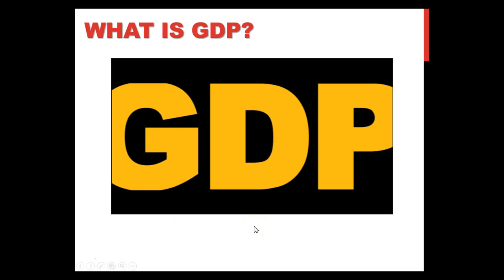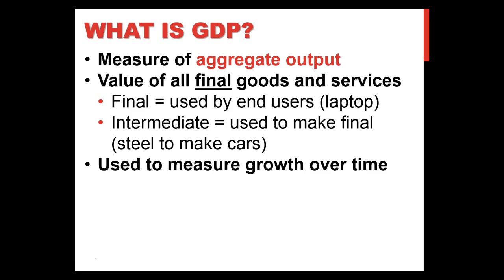So what's included in GDP? GDP is a measure of what we call aggregate output. It's looking for the value of all of the goods and services made in our economy, but not really all of the goods and services, what we call the final goods and services. So we don't care about what are called intermediate goods. We don't care about the value of all the parts that go into making a product. We care about what that final product is worth.